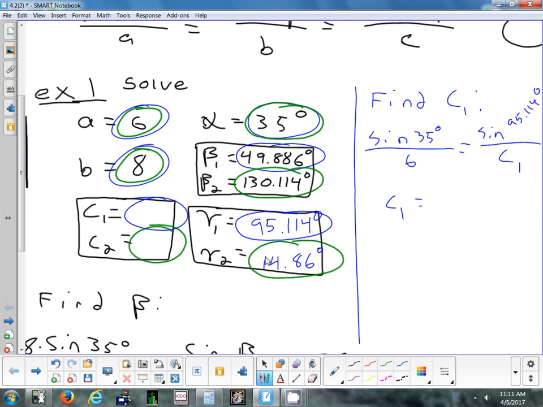Okay, so Riley, when you cross multiply, what are you going to get for C1? What times what divided by what? Sine 35 over C1, sine 95.14 over 6. So you remember, you're going to cross multiply, right? Yep. So once you cross multiply, you're not going to have any fraction until you solve for C1. So if we get C1 by itself, after you cross multiply, do you know what you would get?